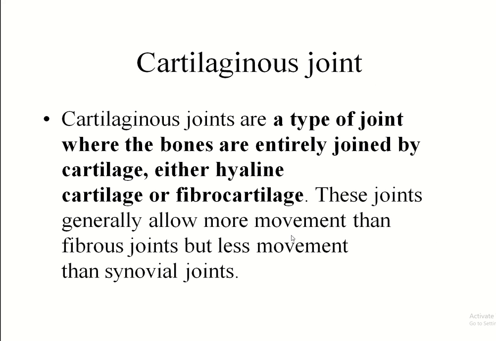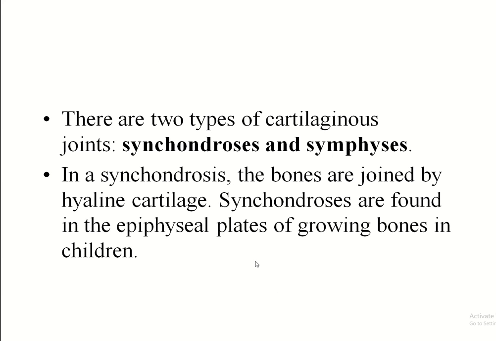The cartilaginous joints are a type of joint where the bones are entirely joined by cartilage, either hyaline cartilage or fibrocartilage. These joints generally allow more movement than the fibrous joint, but less movement than the synovial joint. There are two types of the cartilaginous joint: primary and secondary. Primary is also known as the synchondrosis, and secondary is also known as the symphysis.